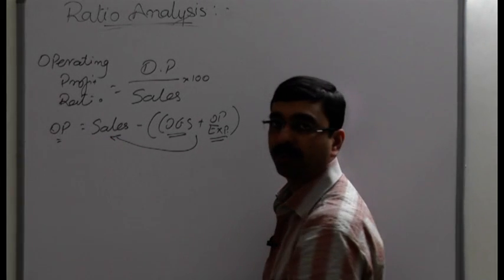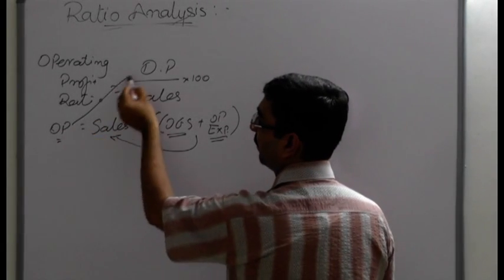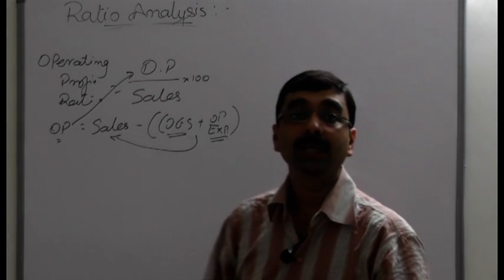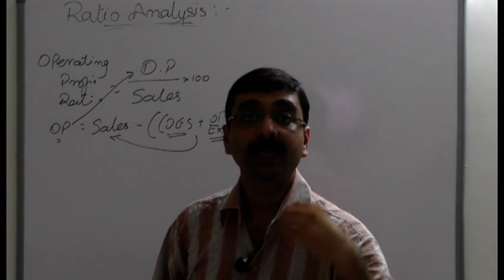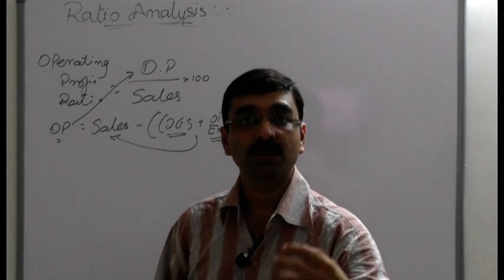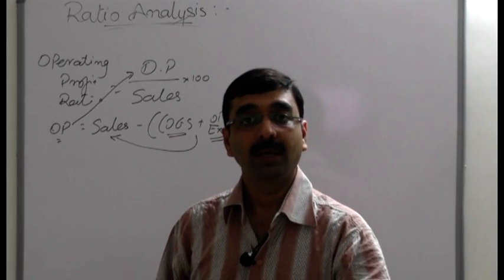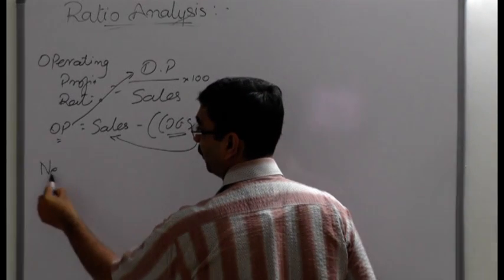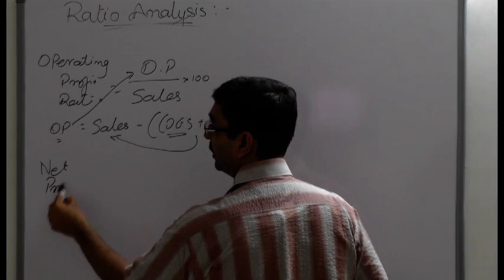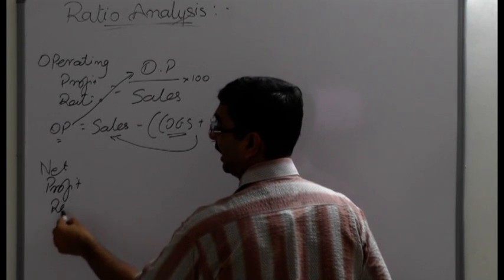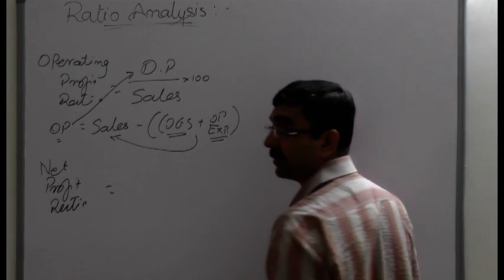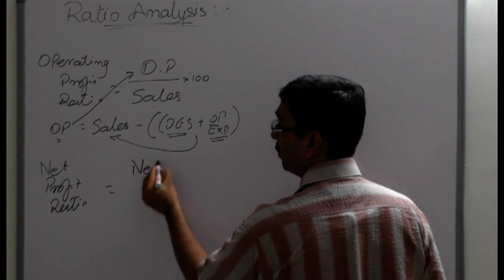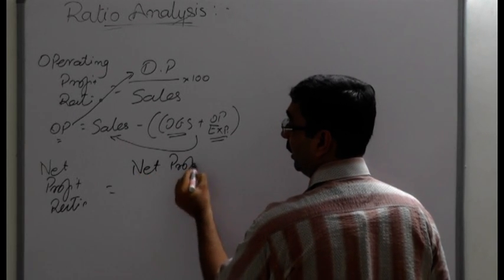You determine operating profit, and that operating profit is compared with the sales. Ultimately it shows the operating efficiency of the business, how much operating profit has been derived in comparison to sales. The next is net profit ratio. The net profit ratio is the comparison of net profit divided by sales. So it shows how much net profitability there is against the sales.